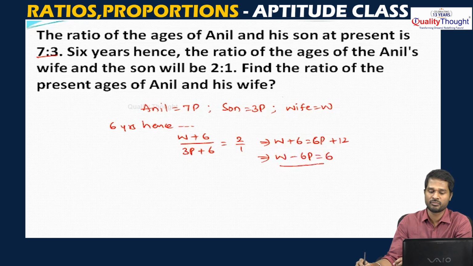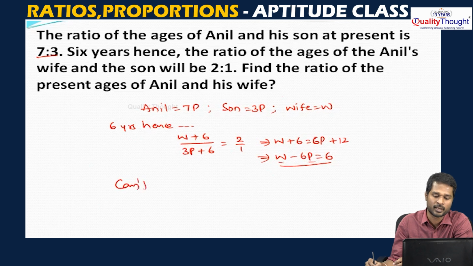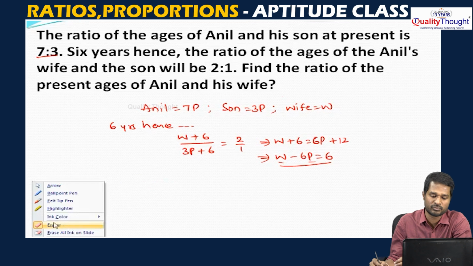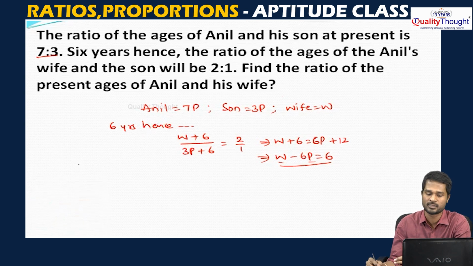So this is the equation we formed, but we don't know the values of w and p, so it is impossible to find out the value. So the data is inadequate in this case, or you cannot determine the answer. We are left with two variables. Anil's wife's age we don't know, and the present ages he has given in ratio, we don't have any particular information to find out their individual ages. So the answer cannot be determined in this case.